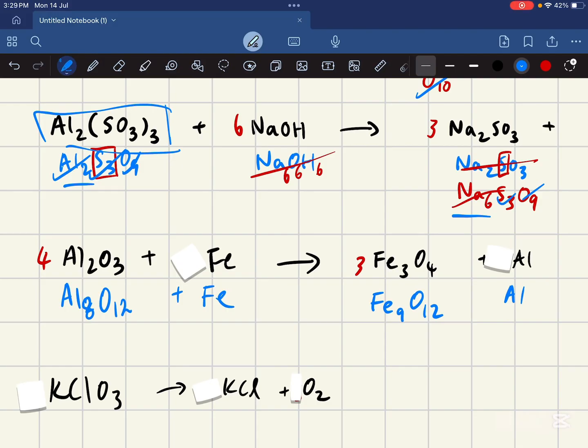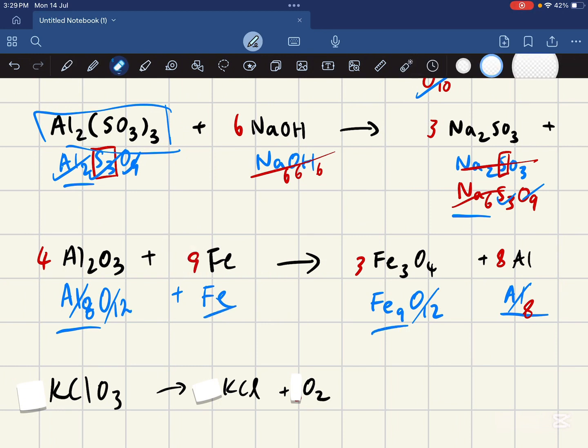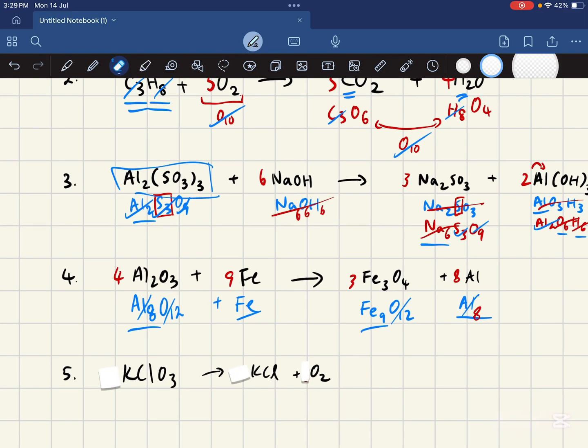Now there's an Al8 and an Al. So we're gonna add an 8 in front of the Al to balance this out. Therefore, we have an Al8 over here. So let's validate. So Al8, Al8, O12, O12. There's an Fe9 and an Fe. So we add a 9 in front of Fe. This is your answer.